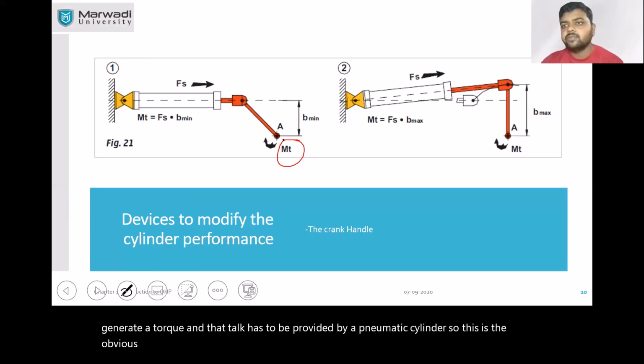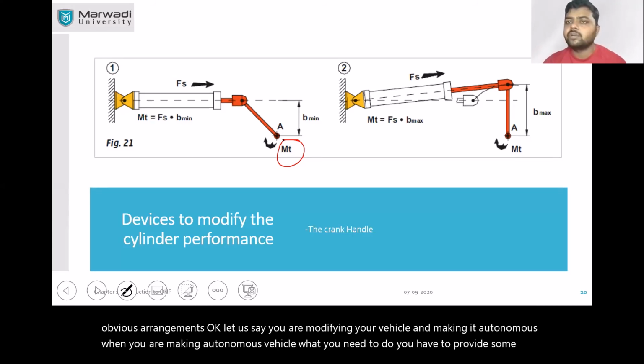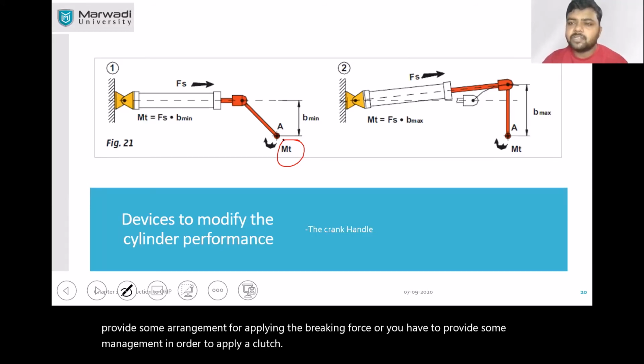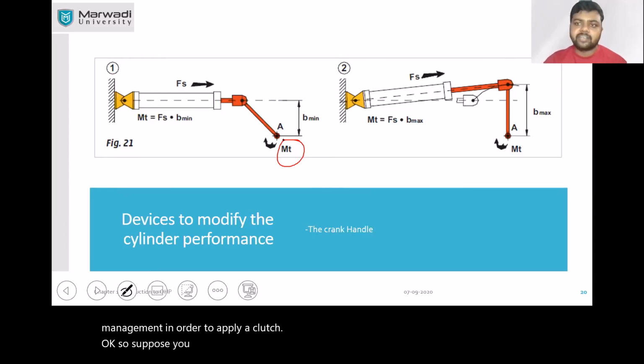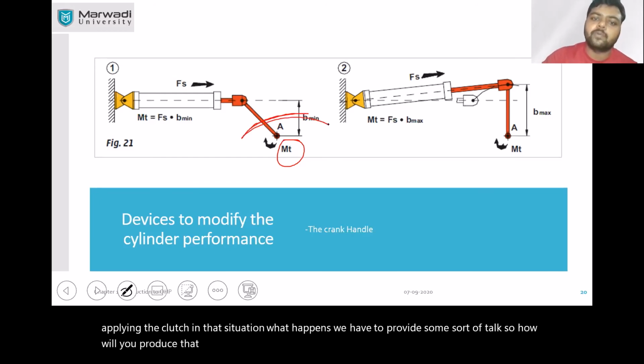Let us say you are modifying your vehicle and making it autonomous. When you are making an autonomous vehicle, you have to provide some arrangement for applying the braking force, or some arrangement in order to apply a clutch. Suppose you are retrofitting the existing vehicle for applying the brakes or the clutch. In that situation, you have to provide some sort of torque. So how will you produce the torque? Here you see you have to produce a torque in order to rotate this lever A.